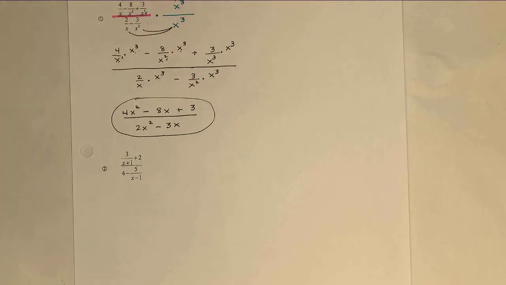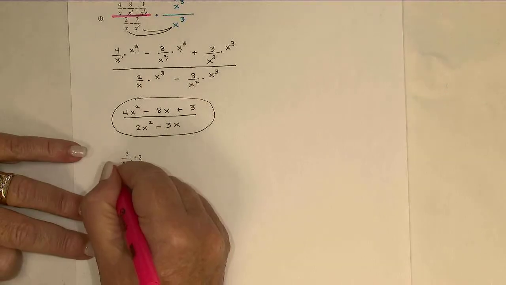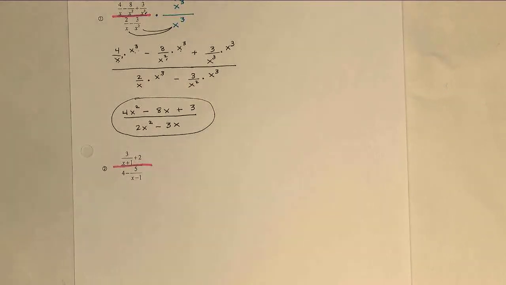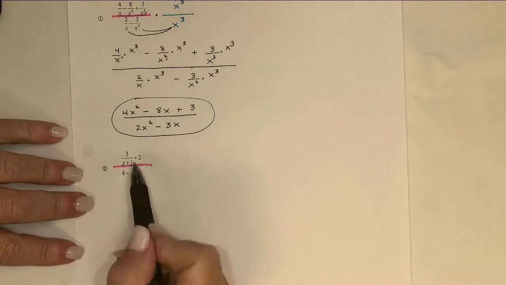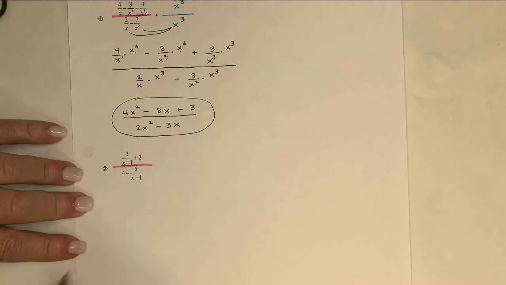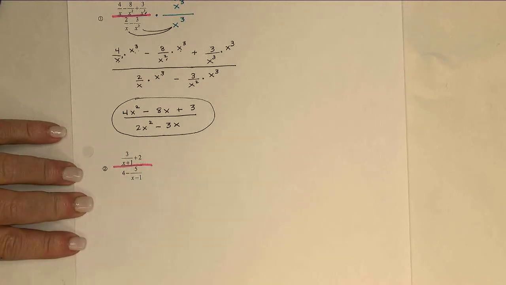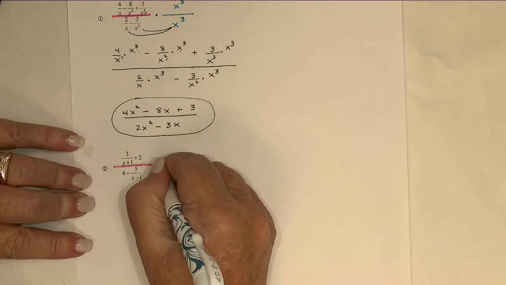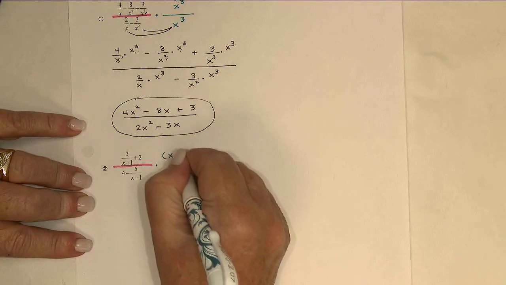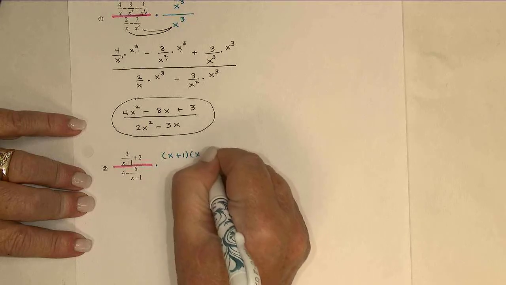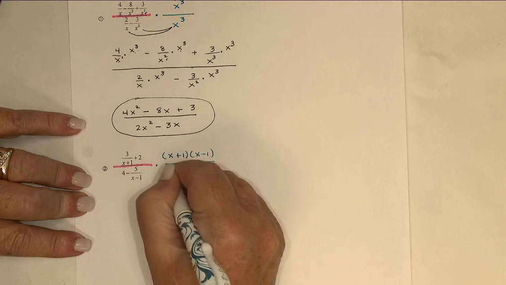One more similar to that. I'm once again going to say this is like my big overall fraction bar. And notice that the numerator has two terms, one of which is a fraction, and the same with the denominator. The LCD for the two small fractions would be x plus 1 times x minus 1. So I'm going to multiply top and bottom by x plus 1, x minus 1.